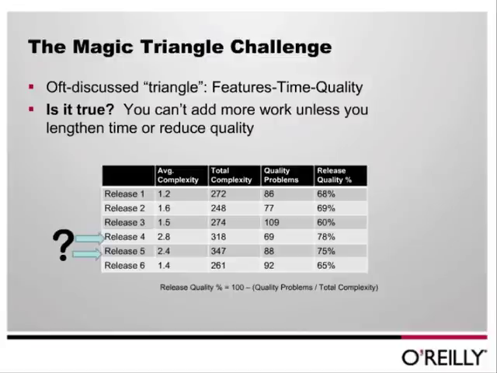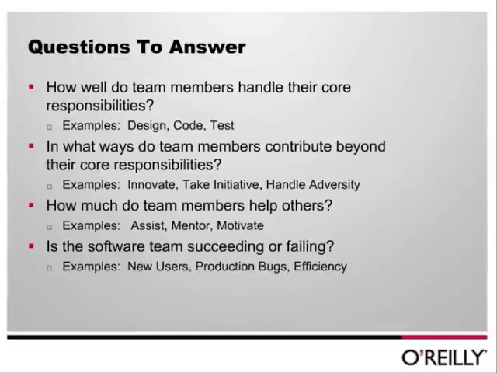So one of the things I would throw out is that if you begin to think about how you can use metrics in a software team, a good place to start is to think about what questions you have and what questions you might want to answer. For example, you might want to know how well team members are handling their core responsibilities: designing their code, coding, testing their code. And then you'd want to think about, well, what can I measure? What do I already measure, or what can I measure, and how can I measure it to know whether people are doing a good job and how well they're doing on designing, coding, and testing?